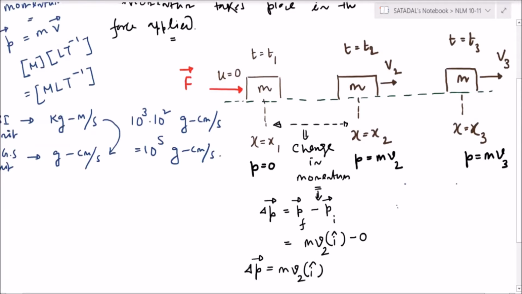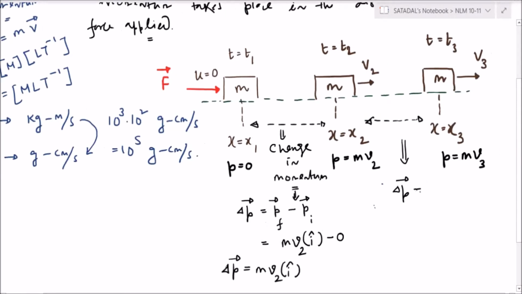Right? Okay. Now let us check for this interval. So for this interval, if I do delta p vector, how much are you getting? Delta p vector will be equal to mv3 i cap minus mv2 i cap. So how much are you getting? We are getting m into (v3 minus v2) i cap. This is delta p vector.